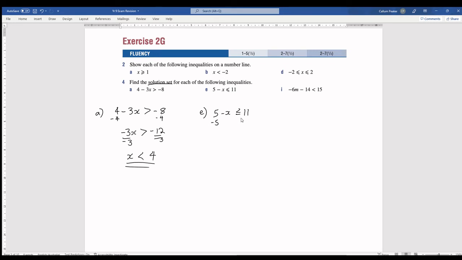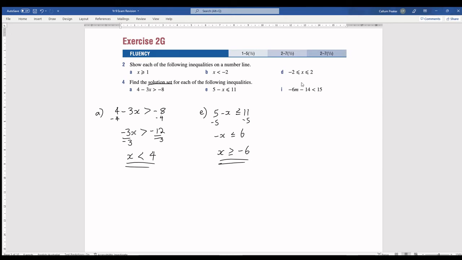So we subtract 5 from both sides. That gives us minus x is less than or equal to 6. And then I can divide by negative 1 or multiply by negative 1, whichever you like, to give me x is greater than or equal to minus 6. And we're done here.